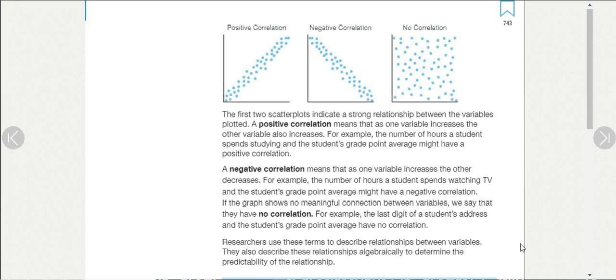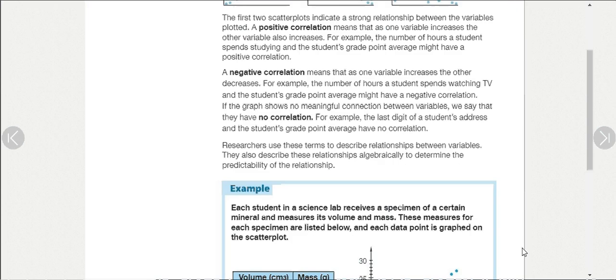But that would be like trying to chart on the x-axis a student's address numbers, like 303, as in our school's address, and then the y-axis is your grade point average, like 3.5. There's no correlation. You're not going to find that kids with a certain address always have a certain GPA. They're two completely random variables.